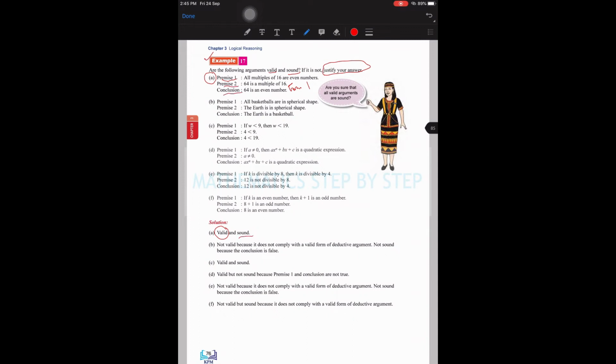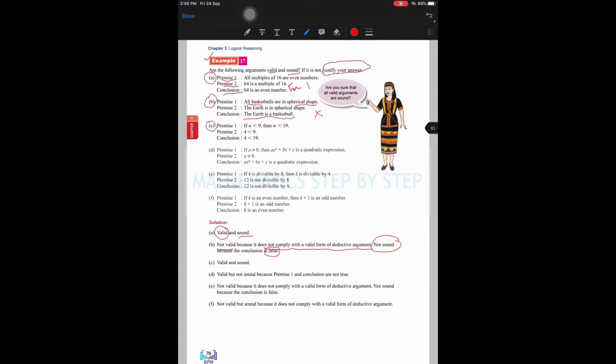Okay, then B, all basketballs are in spherical shape. The earth is in spherical shape, so this is not in form 1. Okay, like what we have discussed in the mind stimulation above. Okay, so this is not valid because it does not comply with a valid form of a deductive argument. Then conclusion, the earth is a basketball. This is also false, okay? So it is unsound, or you can write not sound, okay?